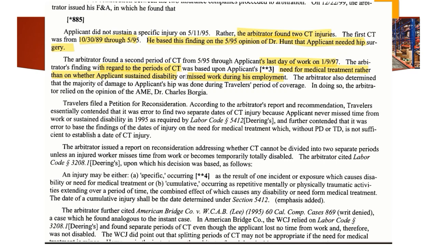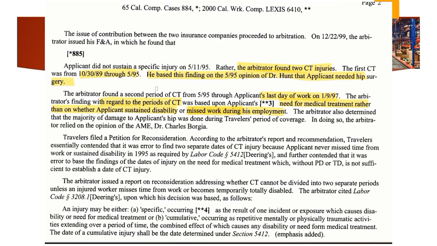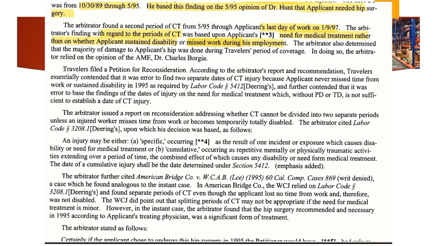So in this case, there was no temporary disability. There was no opinion for permanent disability during this cumulative trauma period. So all the arbiter relied upon was the need for medical treatment times 2. Two needs for medical treatment clearly established in the mind of the arbiter two separate and distinct cumulative trauma periods. So, of course, Travelers, looking at holding the bag for liability on this determination, filed a petition for reconsideration.